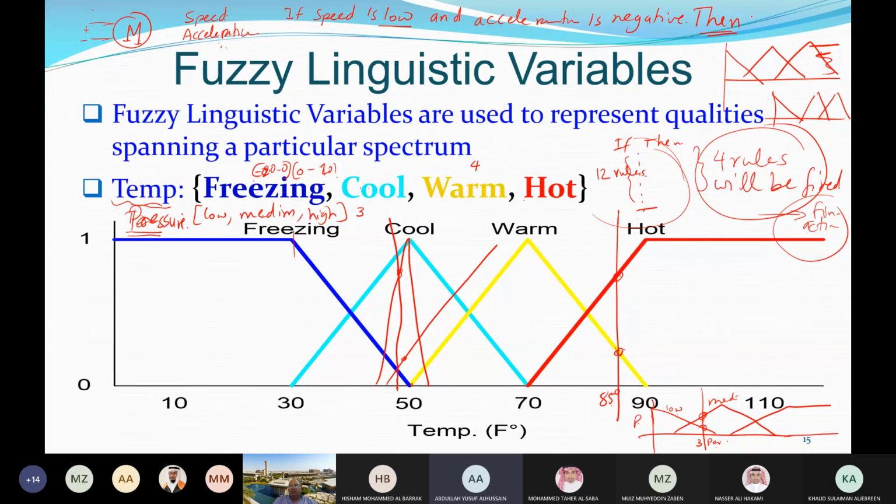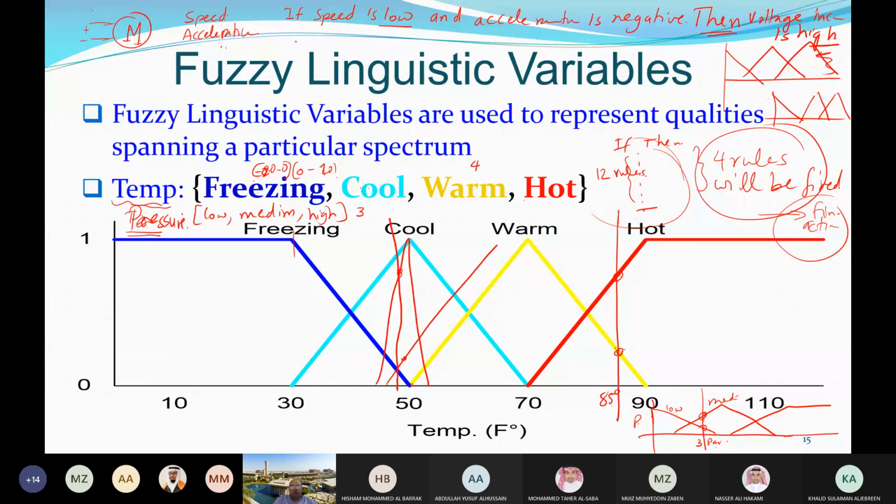Increase the voltage to adjust the speed. Okay, so voltage increase is high. This is the output. The voltage increase is a linguistic variable, and you can give this linguistic variable different values: high, low, medium, and so on. This is just one rule that can be developed here.